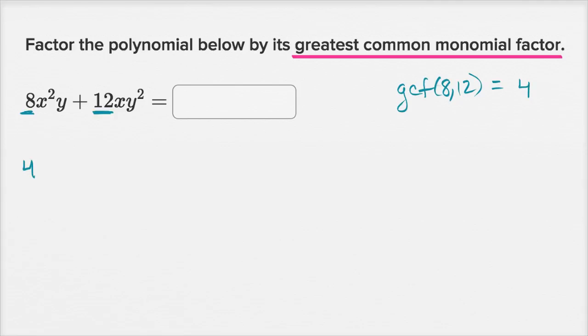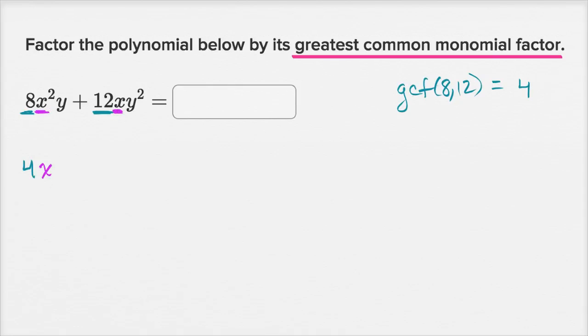And now we can move on to the powers of x. We have an x squared and we have an x. What is the largest power of x that is divisible into both x squared and x? Well, that's just going to be x. X squared is clearly divisible by x, and x is clearly divisible by x, but x isn't going to have a larger power of x as a factor. So you could view this as the greatest common monomial factor of x squared and x.